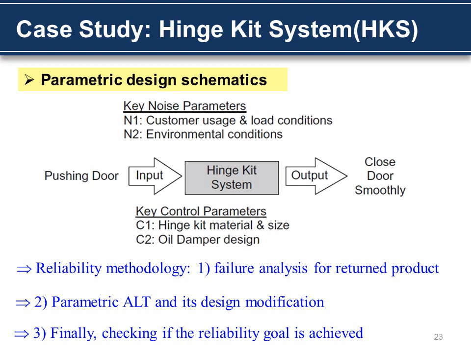This is a parametric design schematic. The hinge kit system is designed to comfortably close the refrigerator door by pushing by hand. In design, we don't know how to use customer and environmental conditions. By robustly designing each part, we can achieve the goal of the product design.